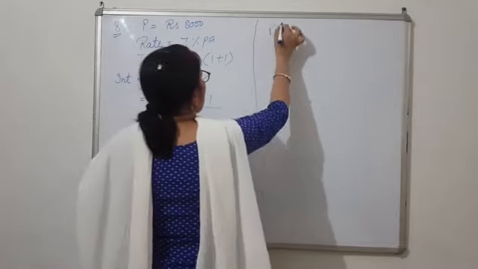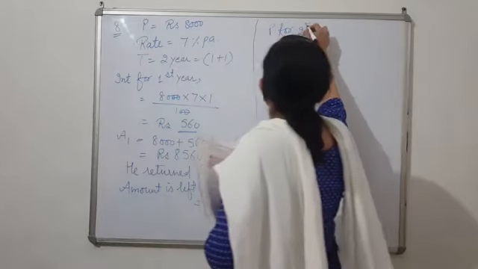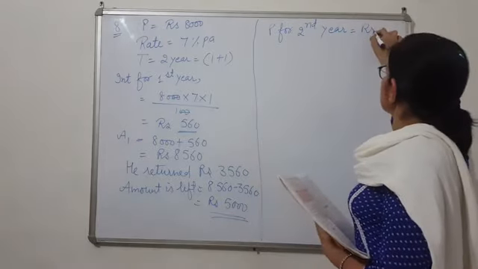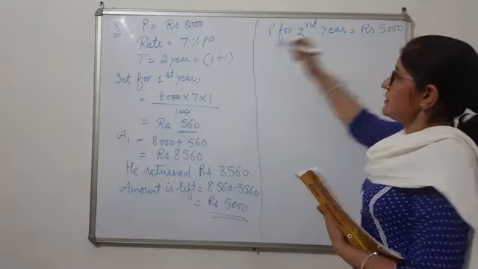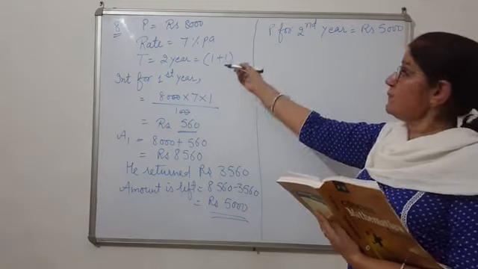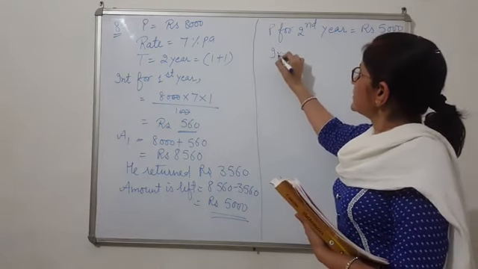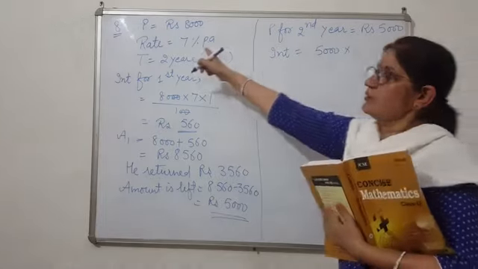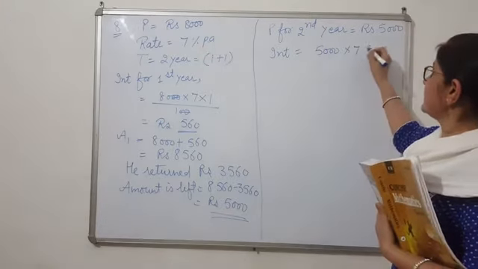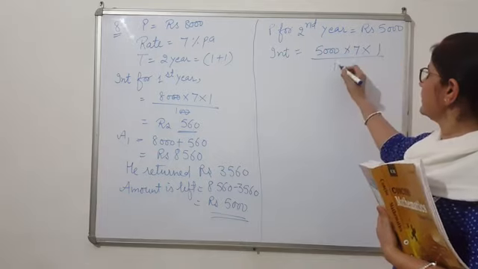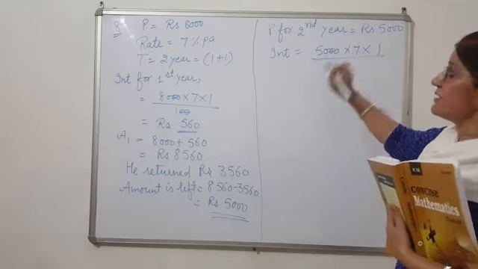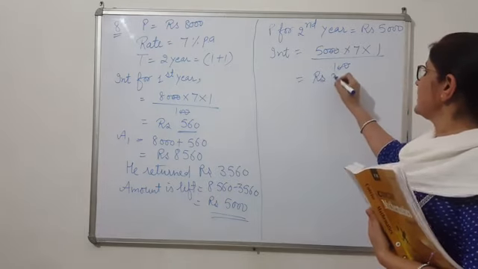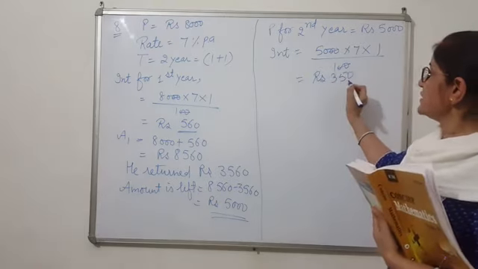So principal for the second year is equal to rupees 5,000. Same rate. Now we will take time 1 year. So interest for the second year: principal into rate 7%, time 1 year, upon 100. So these two zeros are cancelled. We multiply 50 with 7. We will get rupees 350. So this is our first answer.